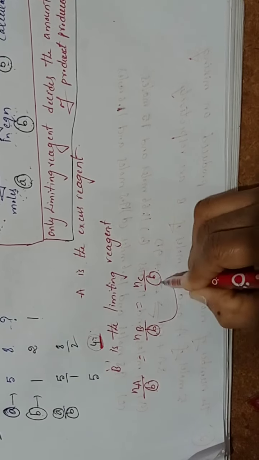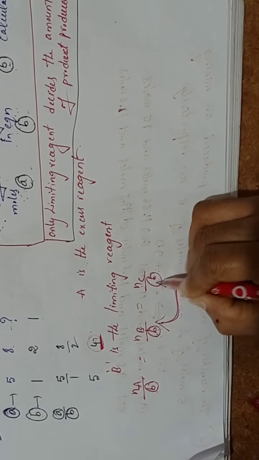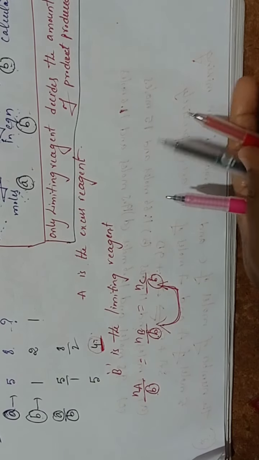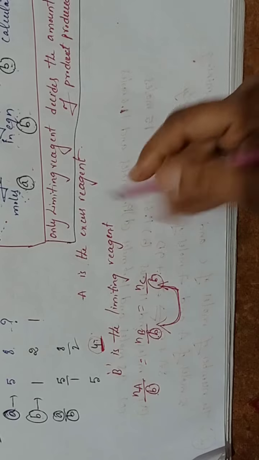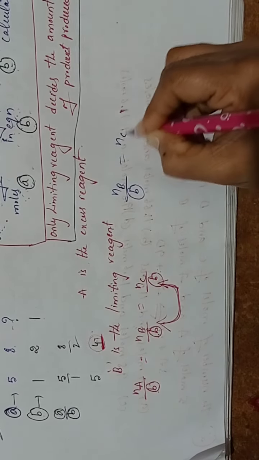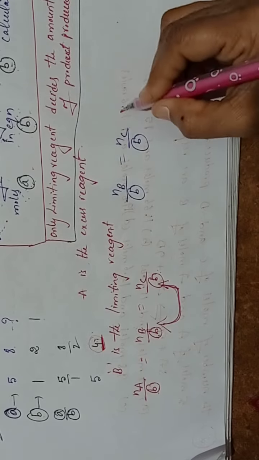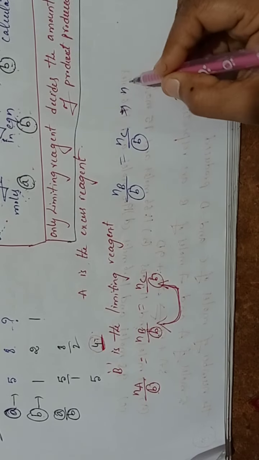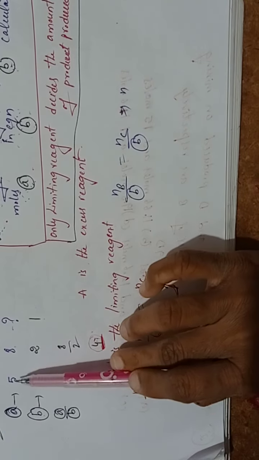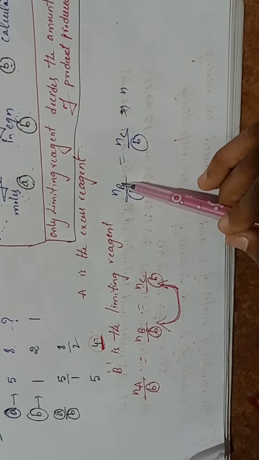Now I am taking these two relations, students, because B is the limiting reagent and we have to find the number of moles. So what you can take, students? Number of moles of B by b is equal to number of moles of C by b. Now substitute, students, the number of moles of B. How many moles are given?